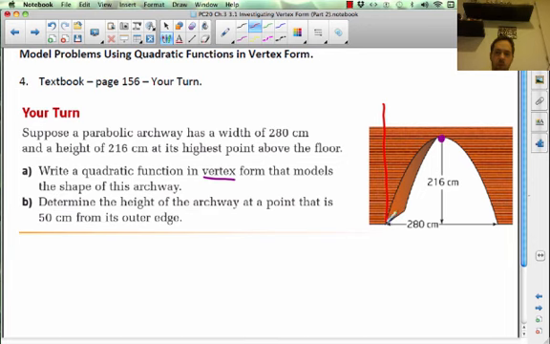Typically when I do this problem, I set my axes like this, and this is my origin at (0, 0). So go ahead and give it a try. If you have any questions, come back to the classroom and see me, and we can discuss this one together.